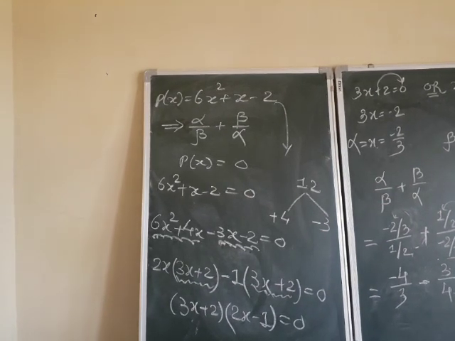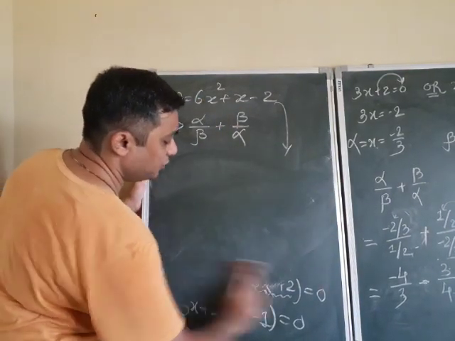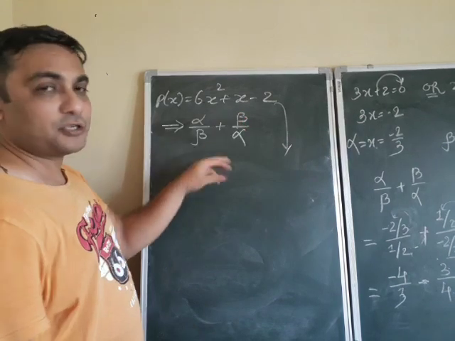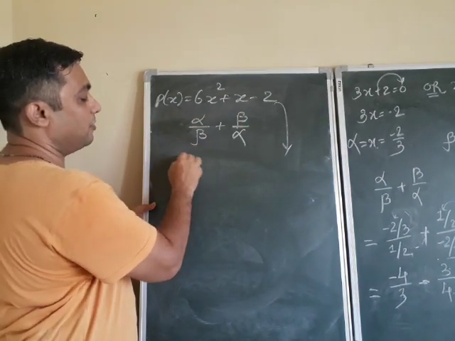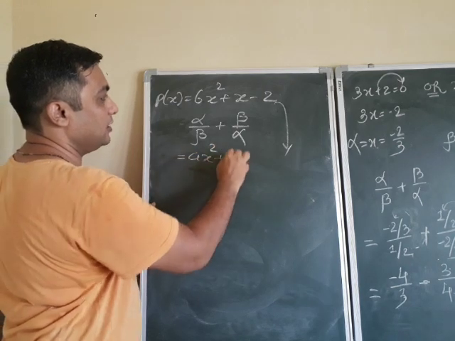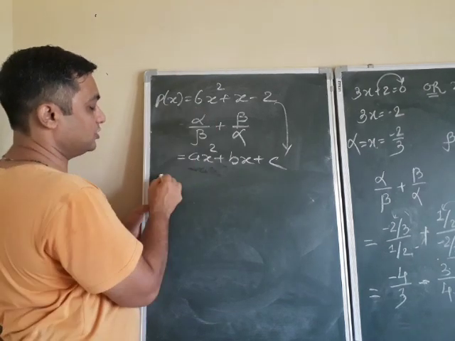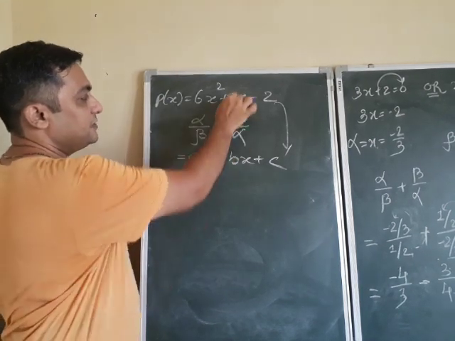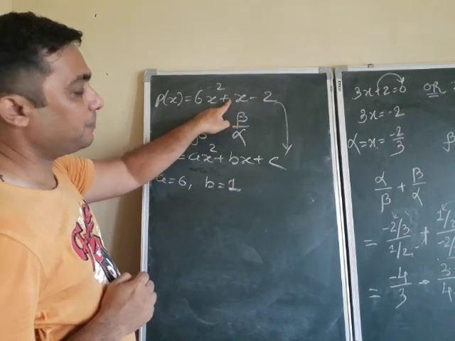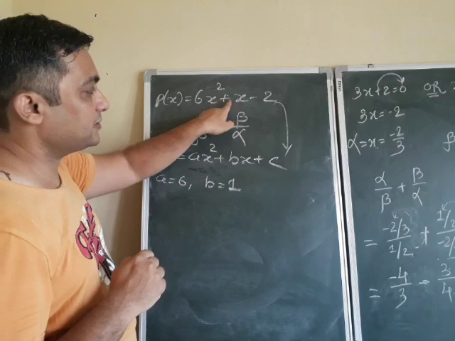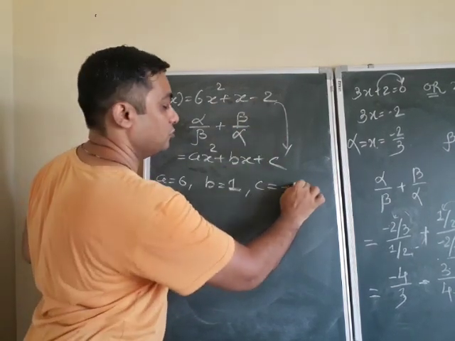See, this is the given equation, 6x square plus x minus 2. You need to find alpha upon beta plus beta upon alpha, right? First, this quadratic equation, you compare with the standard form, ax square plus bx plus c. So a is equal to 6. b is equal to 1, the coefficient of x. Here the coefficient of x is 1, 1 into x is x. And c is the constant term, so the constant term is minus 2.